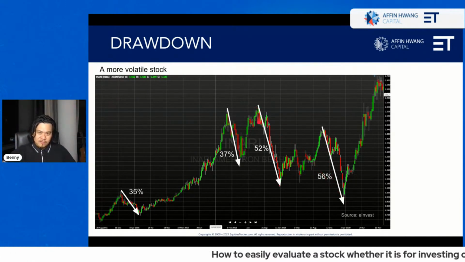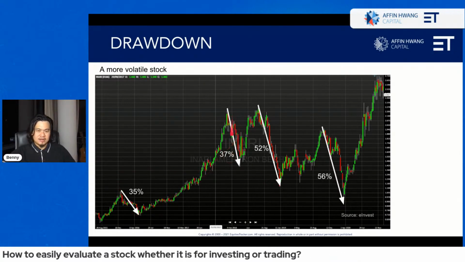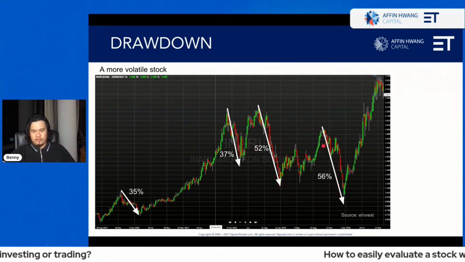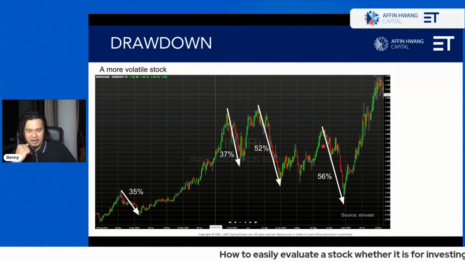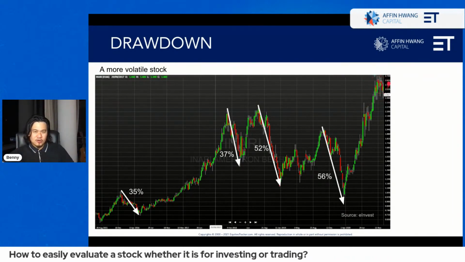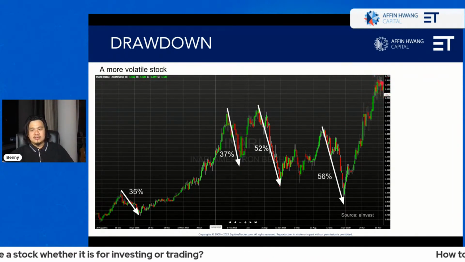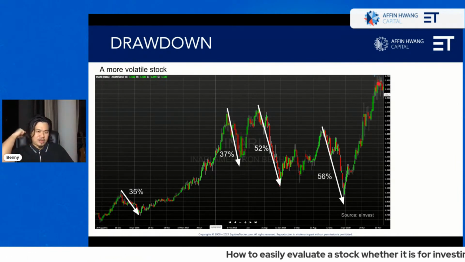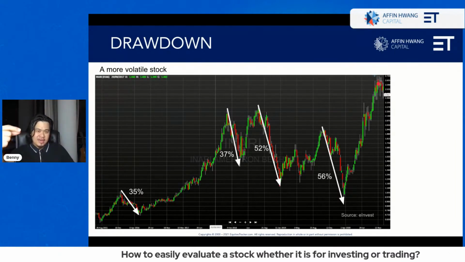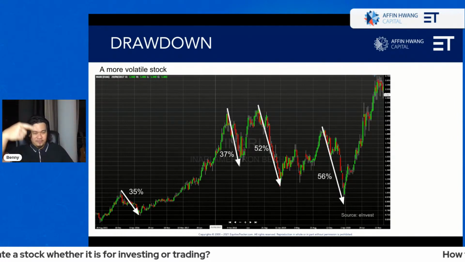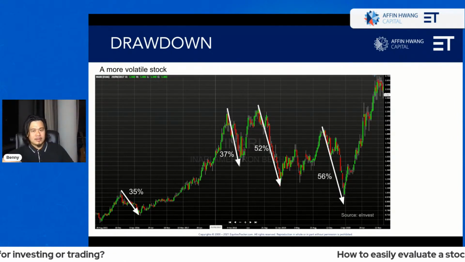Before this, it also fell 52%, and before this was 37%, 35%. The decline was smaller, but the biggest drawdown was about 52 to 56%. So if the current price is over here, and I'm going to buy the stock at this price, which is the current historical high, the moment you buy a stock where the price is at a historical high, prepare for a drawdown, because the higher the price goes, the lower the price can fall as well.